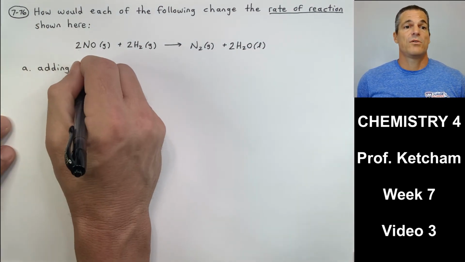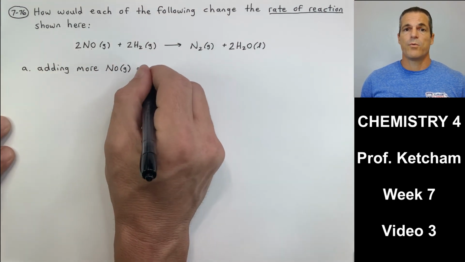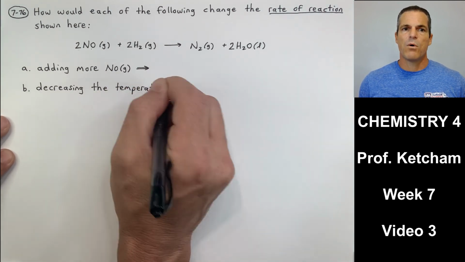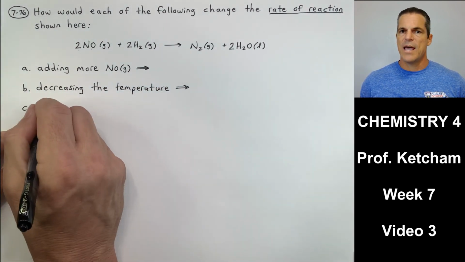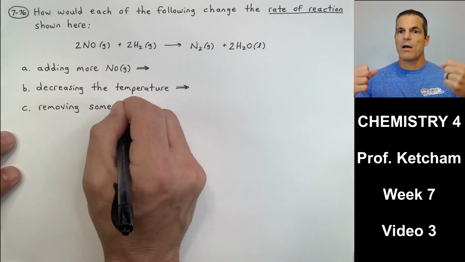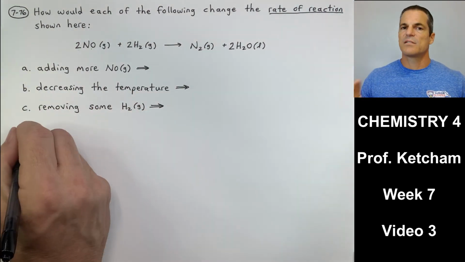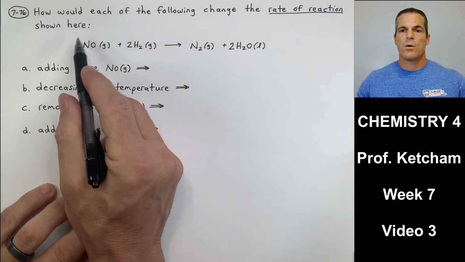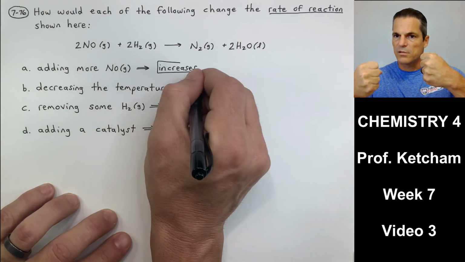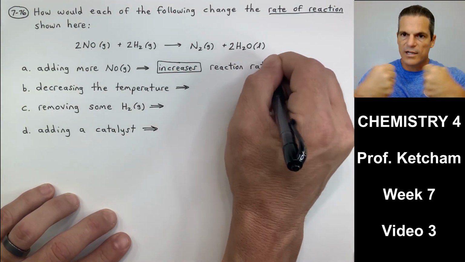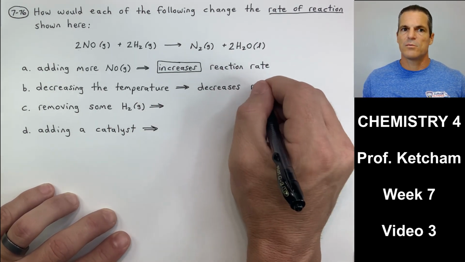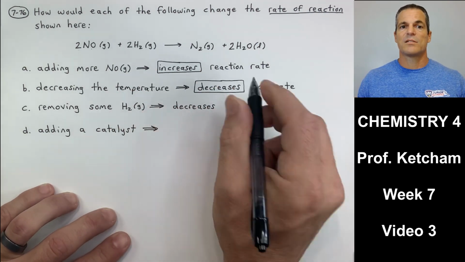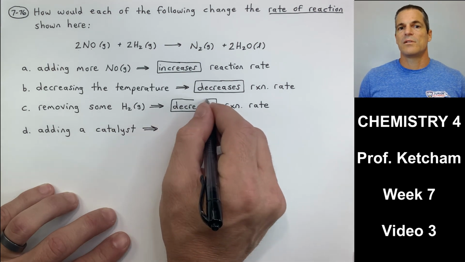So I am going to do an A, B, C, D, and then we will decide if we are going to increase or decrease the rate of the reaction. So A, if I add more nitrogen monoxide, I am adding more NO. I'm adding more of a reactant. I've got more reactants capable of colliding. This is going to increase the rate of reaction. B says decreasing the temperature. Well, if I decrease the temperature, these guys are going to be sluggish and not move as fast. We're not going to have as many effective collisions, so it would decrease reaction rate. If I remove H2, I'm taking away some of the reactants, which means I'm taking away some of the guys I need to collide. This would decrease reaction rate.